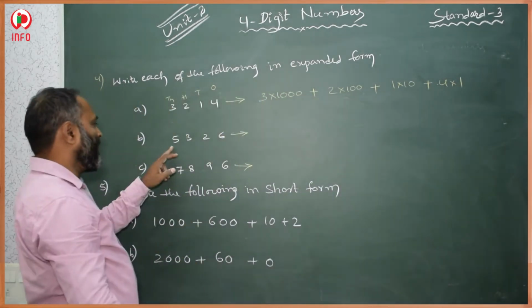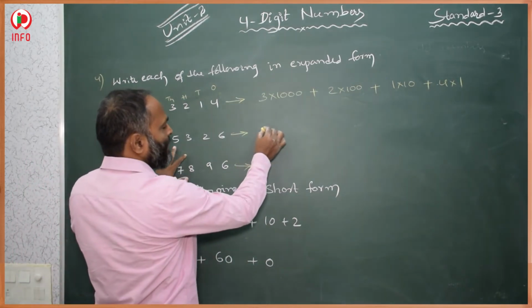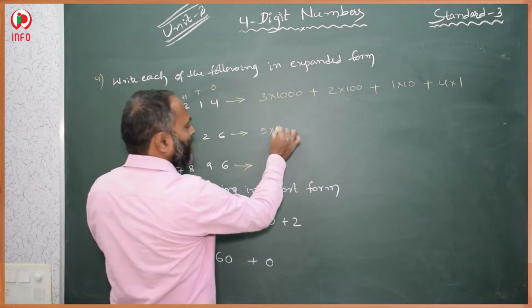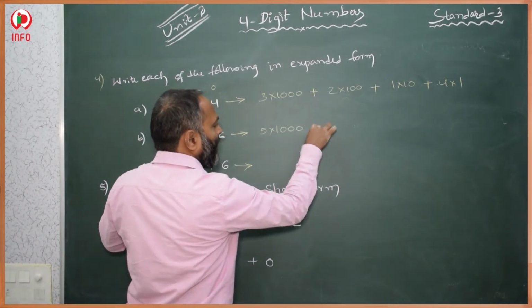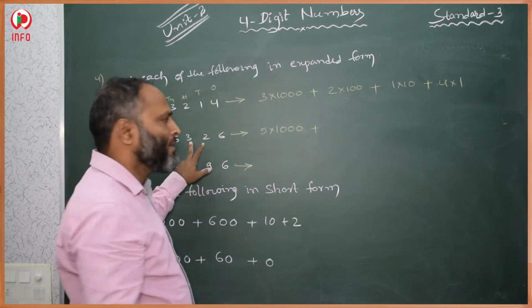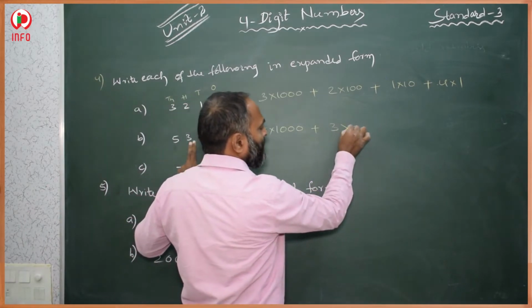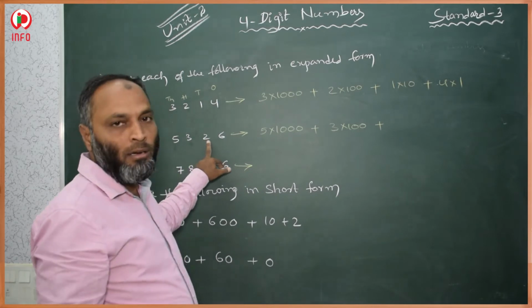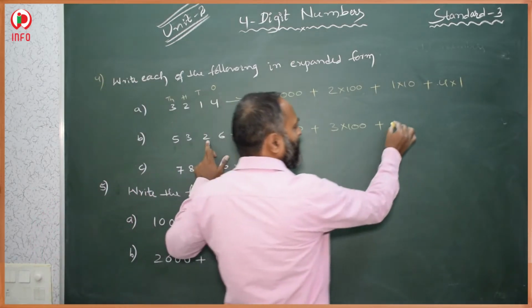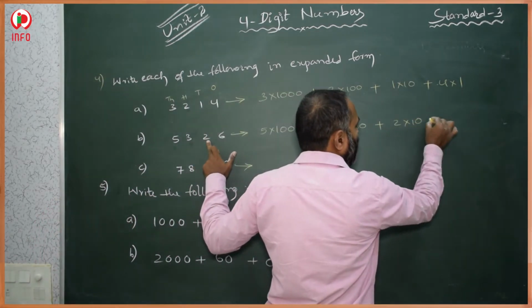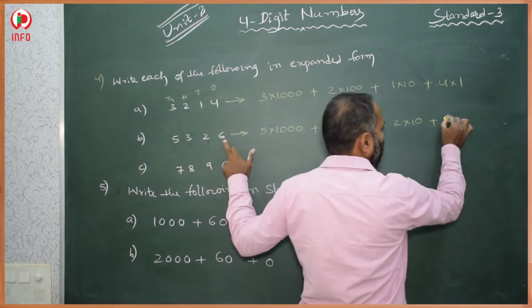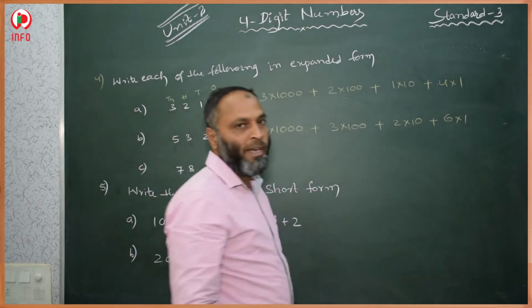In the same way, second question: 5 in thousands place, that is 5 into 1000. Then after that, 3 in hundreds place, 3 into 100. Then 2 in tens place, 2 into 10. Yes, 6 in ones place, that is 6 into 1. This is the expanded form.